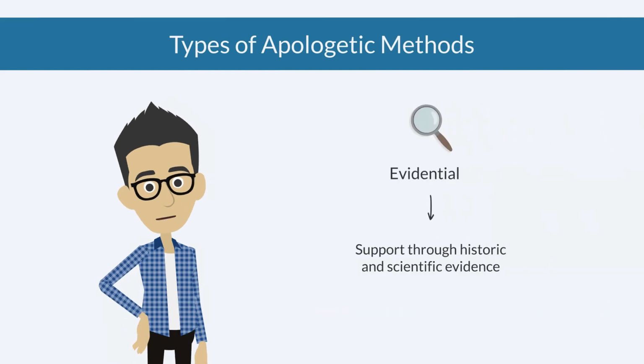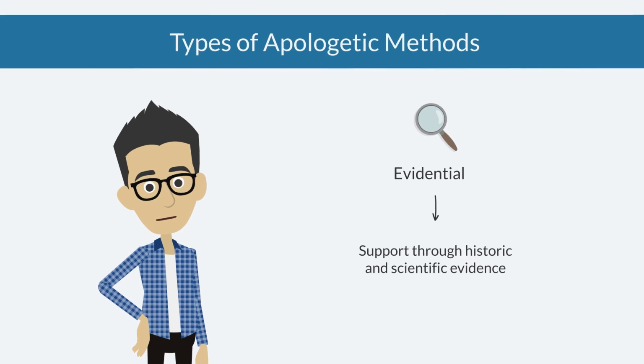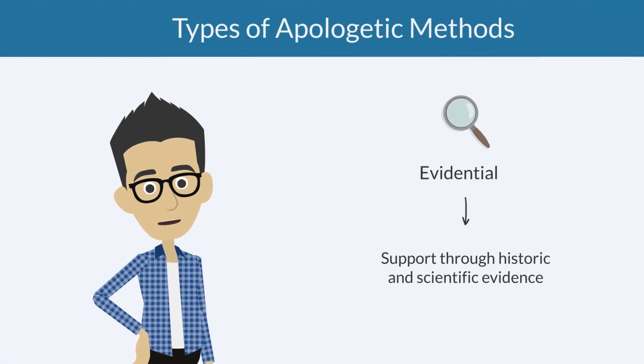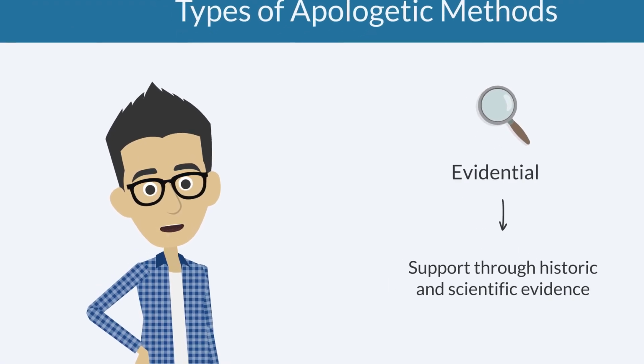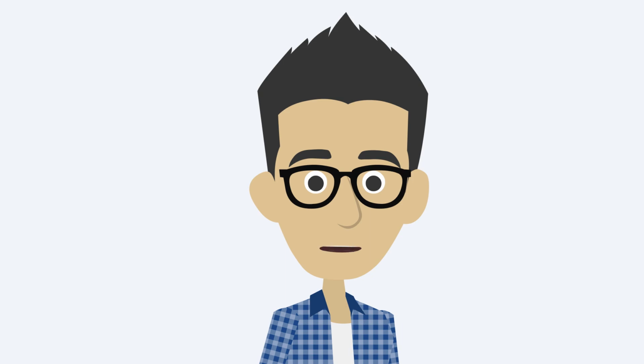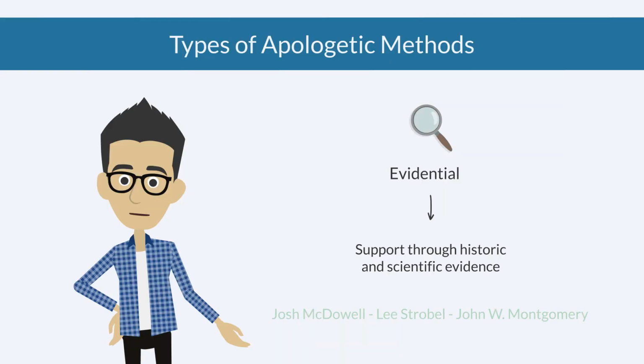For evidential apologetics, this seeks to provide historical and scientific evidence to support the truth of Christianity. It draws upon facts, data, and empirical observations to demonstrate the credibility of Christian claims, such as the resurrection of Jesus Christ. Some notable evidential apologists here include Josh McDowell, Lee Strobel, and John Warwick Montgomery.